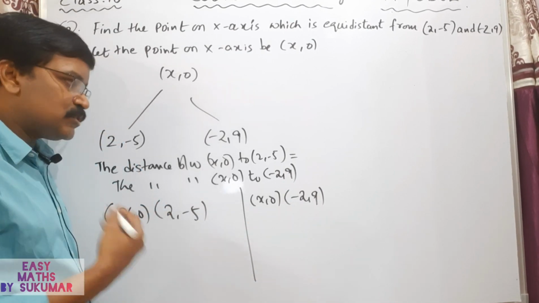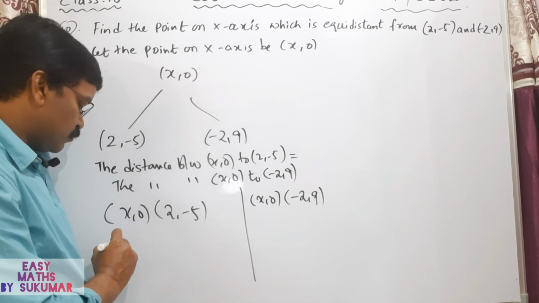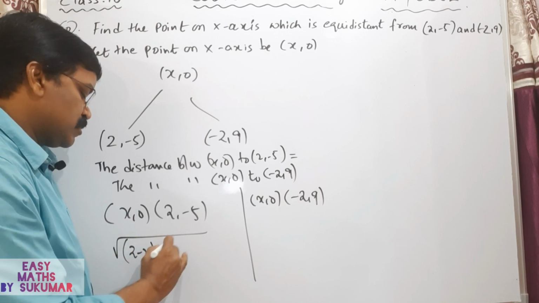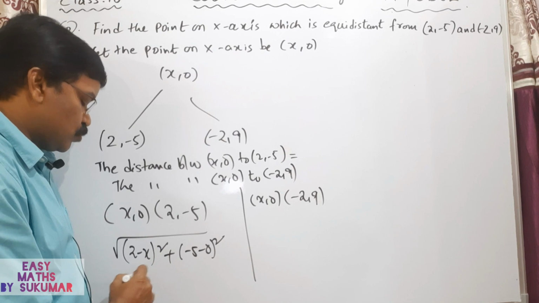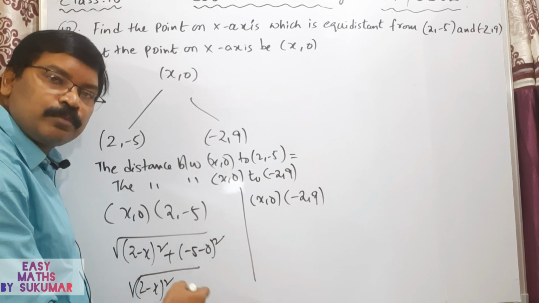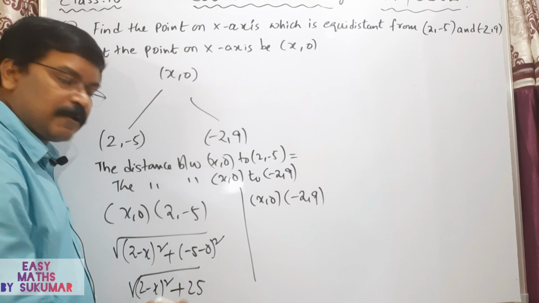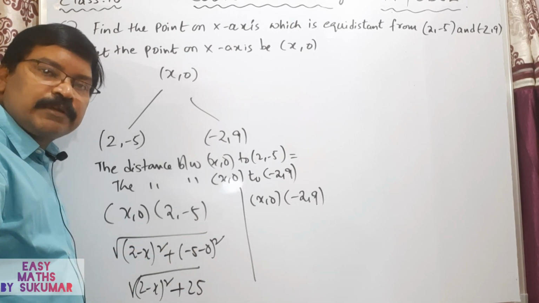Okay. So what is distance formula? Root of (x2 minus x1) whole square plus (y2 minus y1) whole square. That is equal to (2 minus x) whole square plus (-5 minus 0) whole square. So square root of (2 minus x) whole square, -5 minus 0 means (-5) whole square, that is plus 25. -5 minus 0 is -5. (-5) whole square is plus 25.